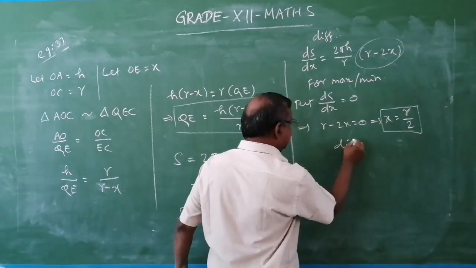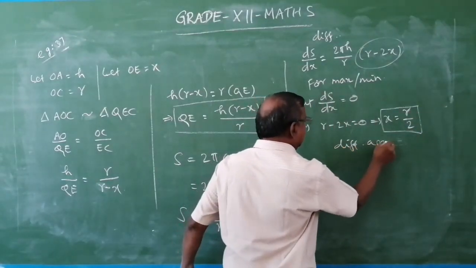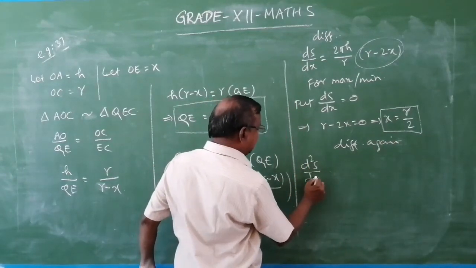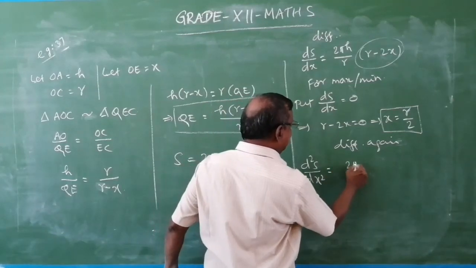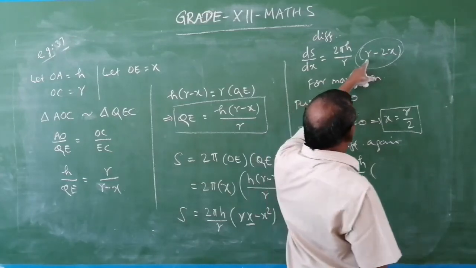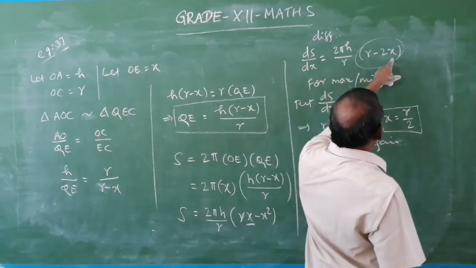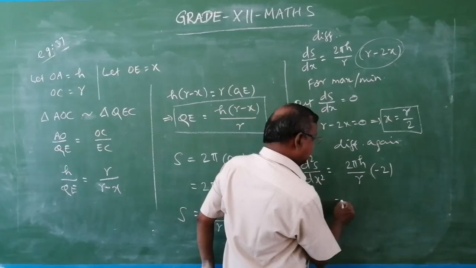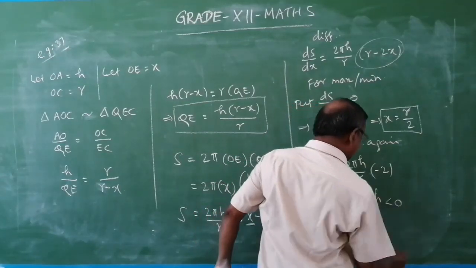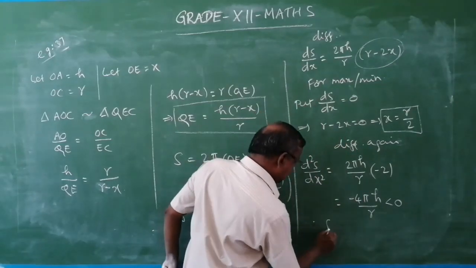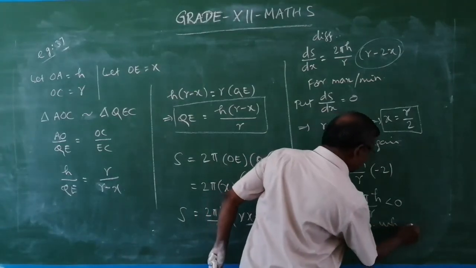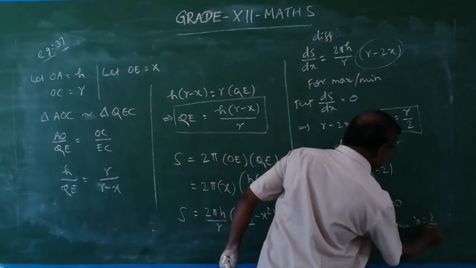Now, differentiating again, d square S by dx square equal to 2 pi H by R into differentiating, the R is a constant so 0, minus 2x is minus 2, which is equal to minus 4 pi H by R, which is a negative quantity. Therefore, surface area S is maximum when x equal to R by 2.